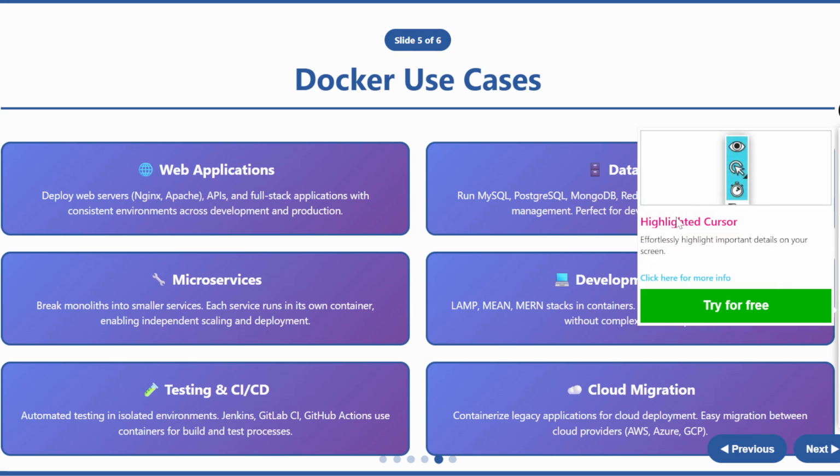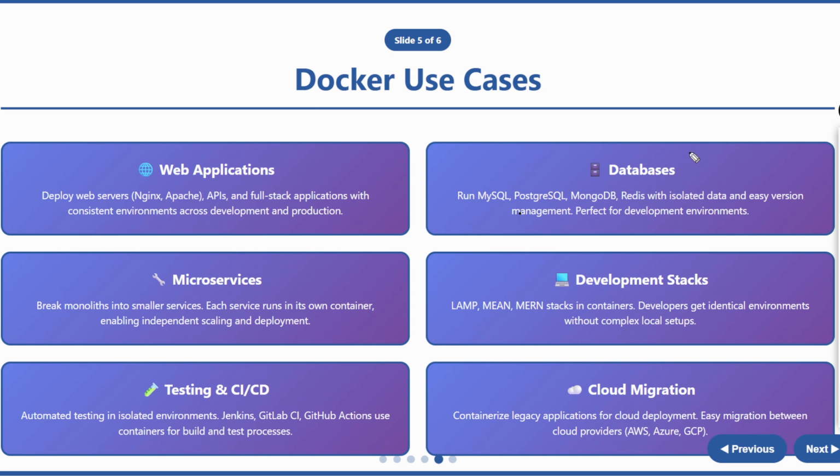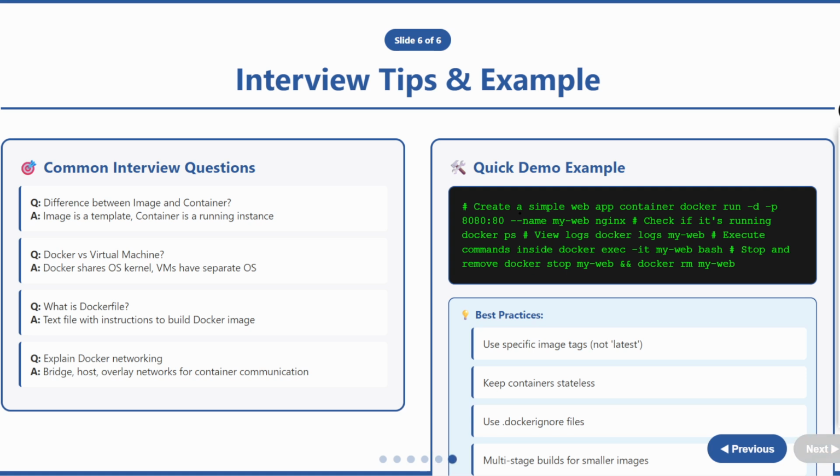And moving to the next slide, if you see here, we are going to see a quick small example of how to create a web application container, okay. So this is the command, don't get confused: docker run -d -p 8080:80, that means 8080 will be the host port access, and 80 will be the container port, okay. And then you are giving the name my web to the nginx image, okay.